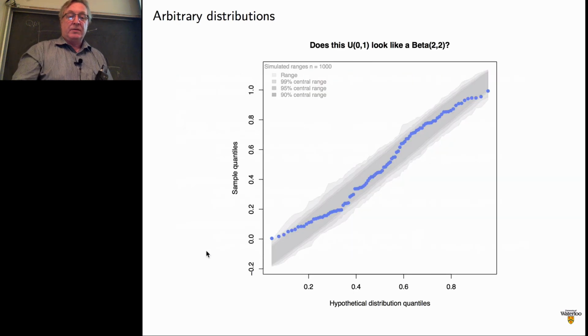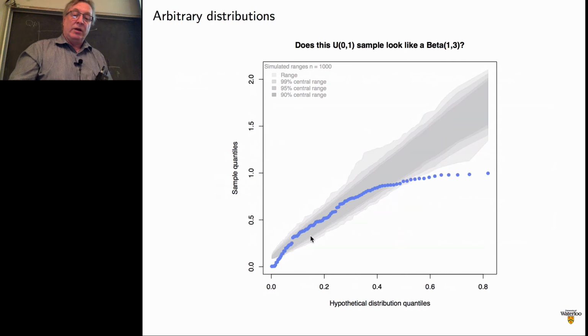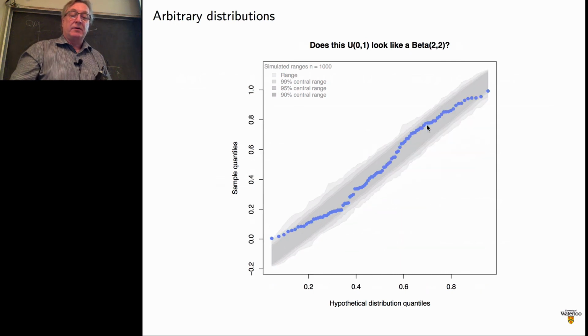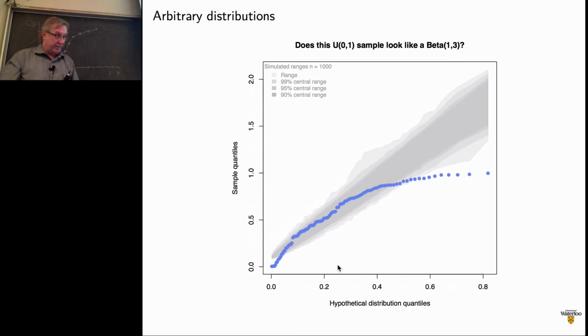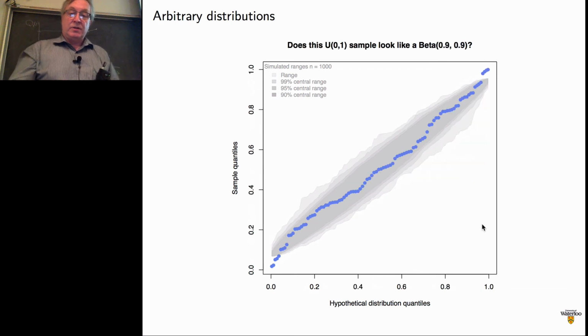So does this data that were generated from uniform 0, 1, do they look like they come from the various betas? Arguably there's some evidence against this being a beta 2, 2, and you might even want to look at how that pattern compares to the exemplars. It certainly doesn't look like a beta 1, 3, right? That's way outside of the bounds. This one is also outside of the bounds on either end. It doesn't look like a 0.9, 0.9, but it looks more like a 0.9, 0.9 than it does any of the others, particularly in the middle.